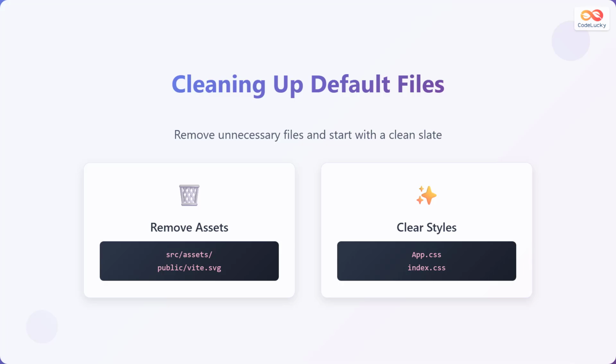To start with a clean slate, let's remove some unnecessary files. First, remove the src/assets directory and public/vite.svg file, as they are not needed for our project. Next, clear out the default styles in App.css and index.css to give us a blank canvas for our own styles.